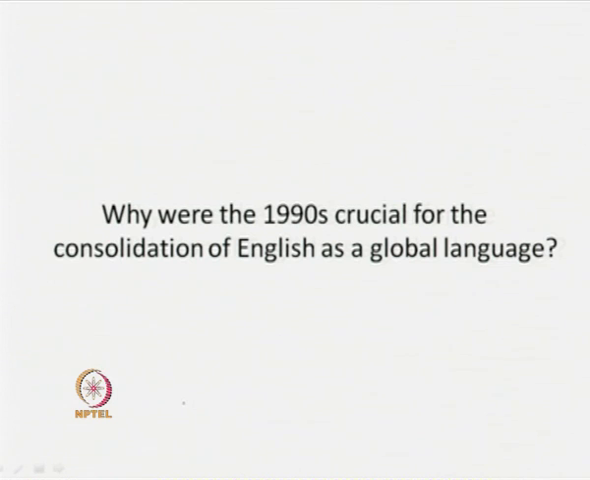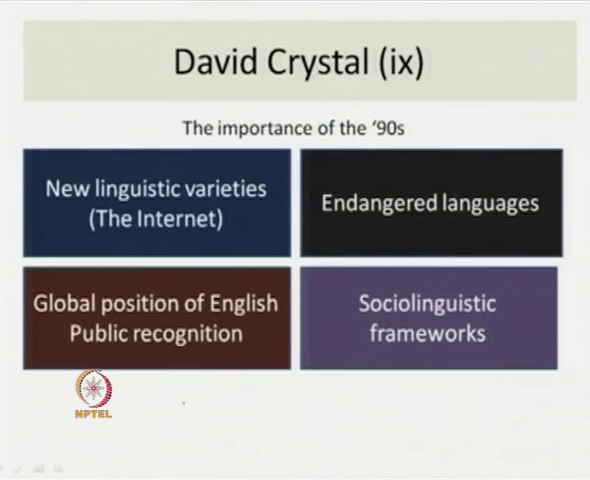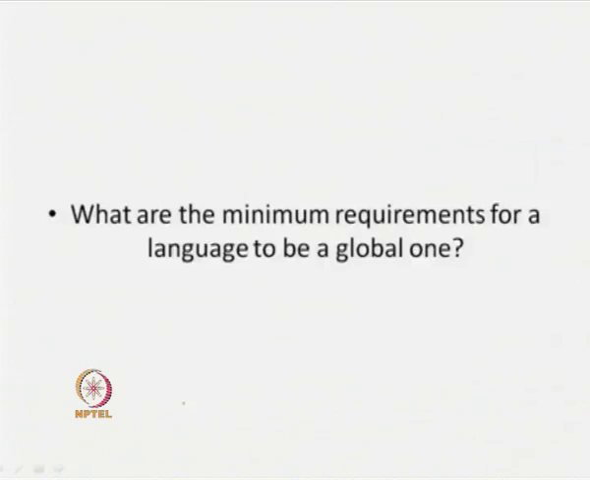Then why were the 1990s, now this comes from David Crystal, crucial for the consolidation of English as a global language? He says the answer is that in the 1990s there was a realization of the importance of English as a global language, surprisingly with the new linguistic varieties coming up on the internet, the global position of English, its public recognition, the redrawing of sociolinguistic frameworks in academics, and the importance of understanding endangered languages. This also gives us two different aspects: one is understanding the advantages of English, and the other is understanding the disadvantages of having English or any other language, for that matter, as a global language.